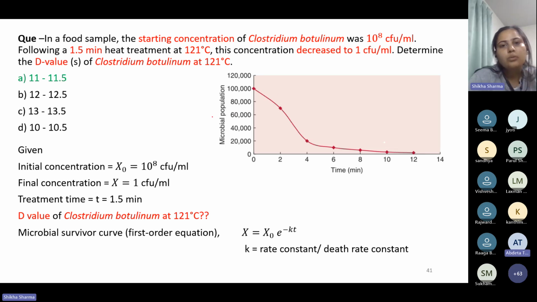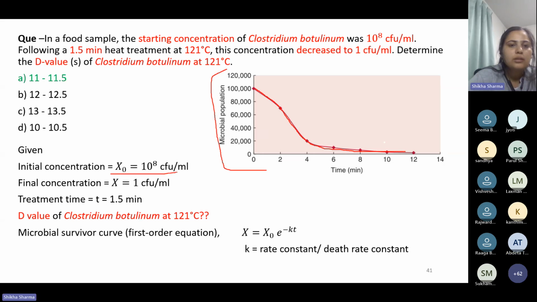We know that the microbial survival curve looks like this when it's not in the semi-log form. So what happens when we do the heat treatment with respect to time? The microbial population decreases at a very fast rate and then becomes almost constant, and it decreases continuously, right? It is given in the question that the initial concentration is 10 to the power 8 CFU per ml and the final concentration is 1 CFU per ml. Treatment time and treatment temperature are also given.